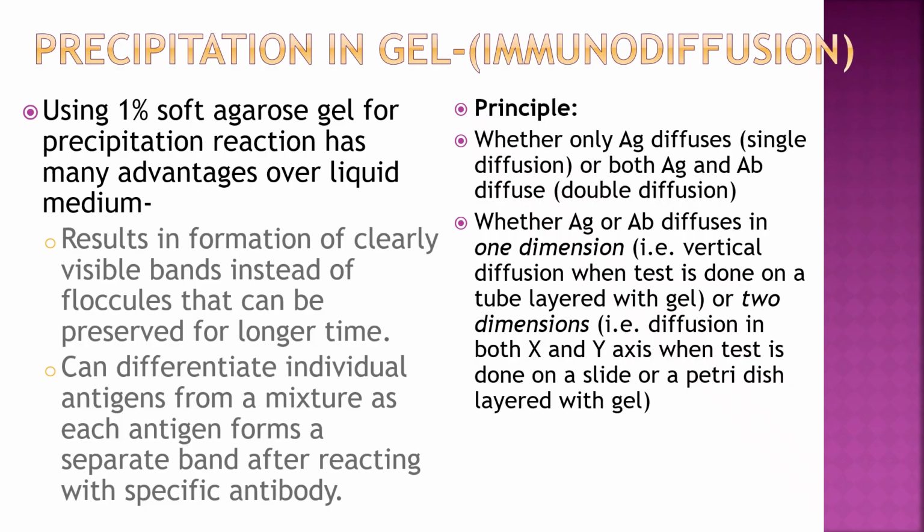Principle: whether only the antigen diffuses, which is single diffusion, or both antigen and antibody diffuse, which is double diffusion. Whether the antigen or antibody diffuses in one dimension, that is vertical diffusion, when the test is done in a tube layered with gel. Two-dimension diffusion, in both x and y axis, is when the test is done on a slide or petri dish layered with the gel.